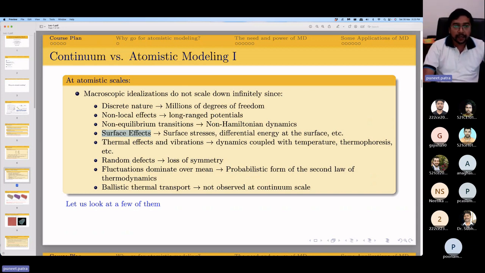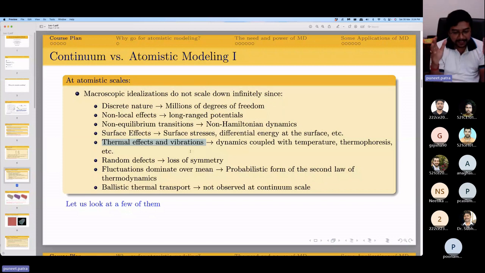Apart from that, there are other issues which may arise. For example, there could be thermal effects and vibrations. This is a major important concept in atomistic scale modeling. Anything that you are simulating at a non-zero Kelvin temperature using atomistic scale modeling, you are bound to have some kind of thermal vibrations. This is because temperature goes hand in hand with the kinetic energy of the atoms present within the system that you are trying to solve. As a result, the atoms tend to move around.